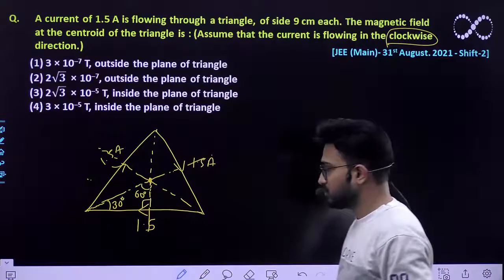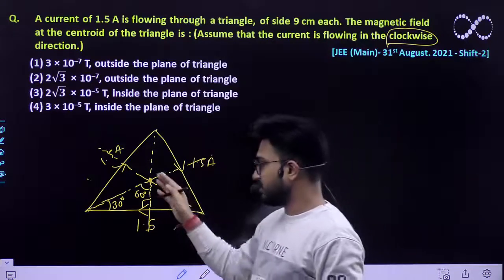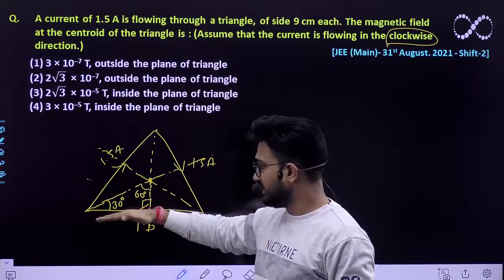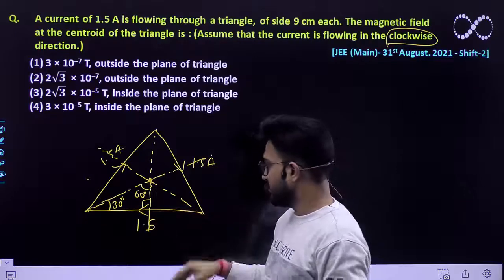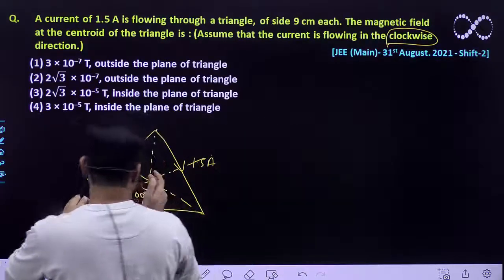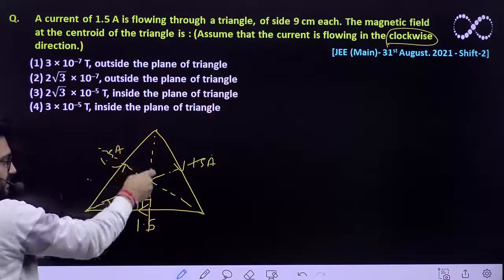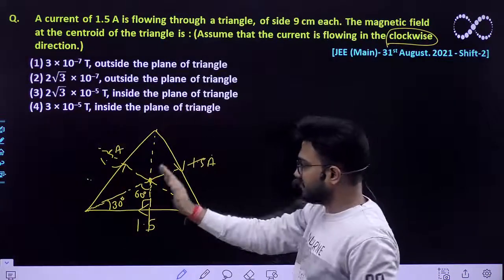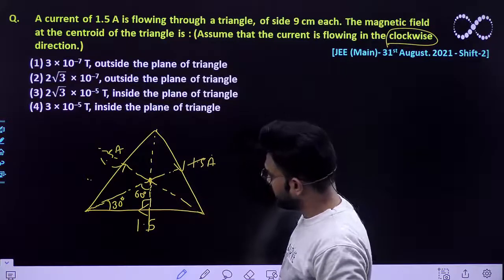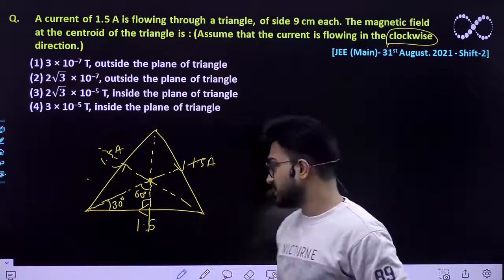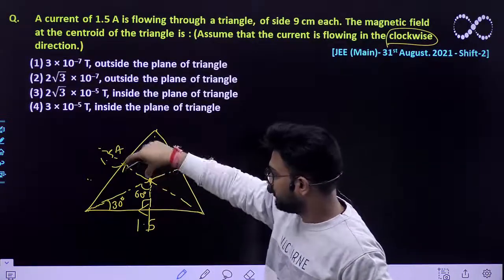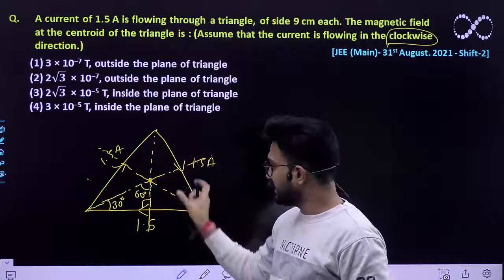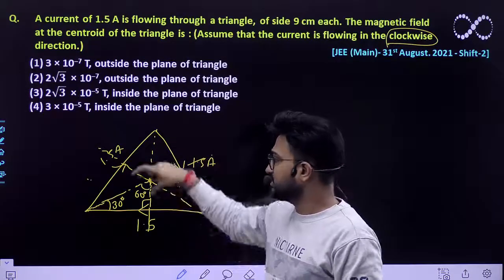We know that the magnetic field at this particular point is because of the individual lengths of the conductors. Because of this you'll get a magnetic field over here, because of this also you'll be getting magnetic field, and because of the third side also you'll be getting magnetic field at this particular point. But you need to find out the perpendicular distance from the individual current carrying wires. So what would be this distance?